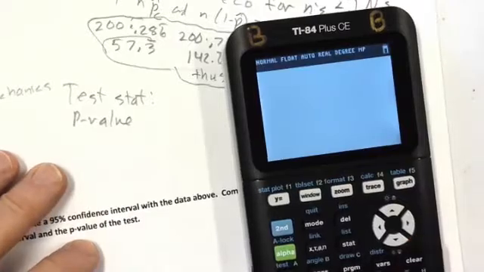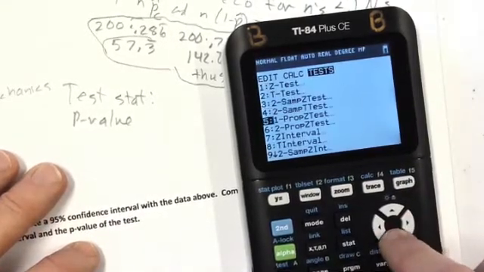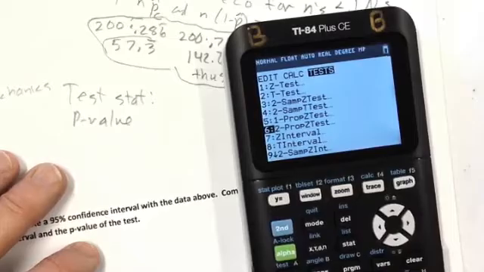So here we go. We go stat, we go test, and we go down to option 6, 2 proportion z-test, right there.